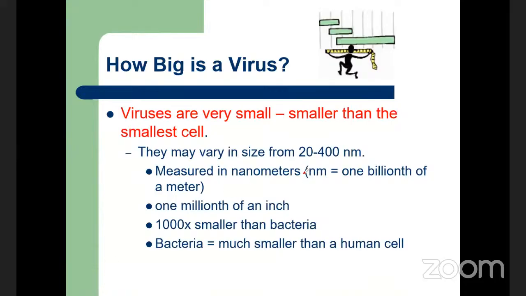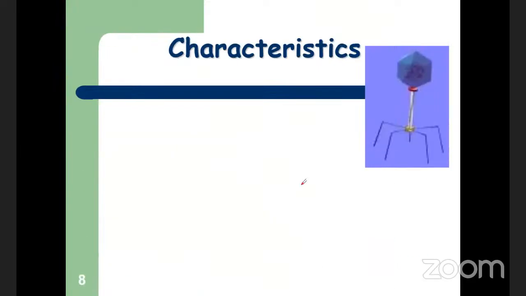Viruses are very small, minute organisms, much smaller than even the smallest bacteria. They are about one millionth of an inch in size, 20 to 400 nanometers. You see, a virus has both characteristics I told you about.